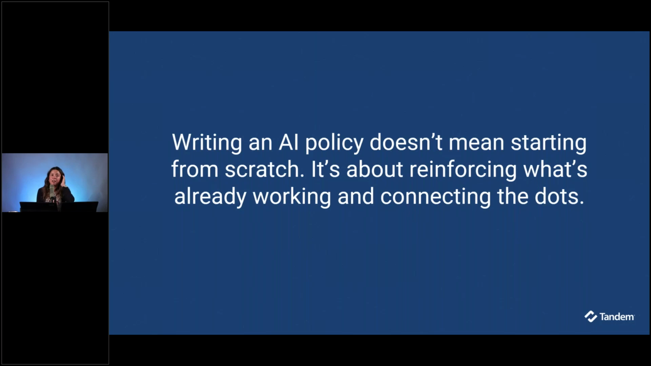So this section of your policy is really about reinforcing what's already working and then connecting the dots. By pointing to policies you already have, like we just covered, you create a stronger, more integrated AI policy that feels familiar, manageable, and easier to maintain. This approach keeps your AI policy lean and focused while still covering all the important bases. It also helps ensure consistency across teams and departments since everyone is working from the same foundational policies.